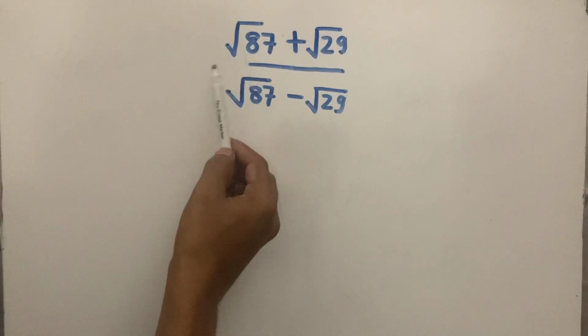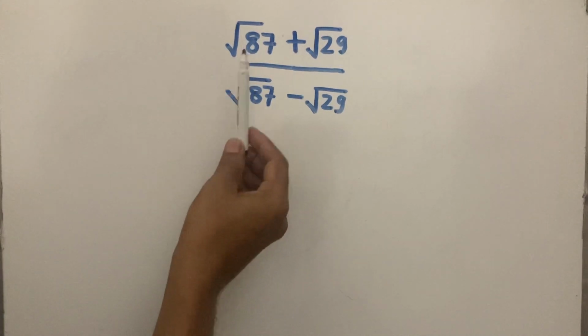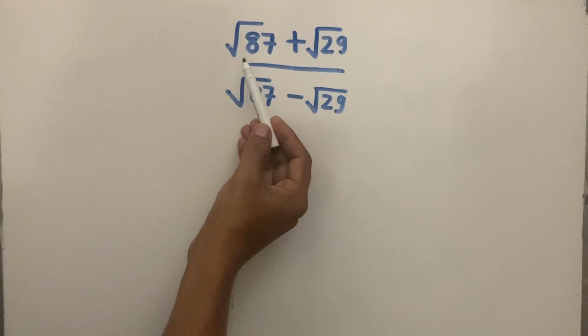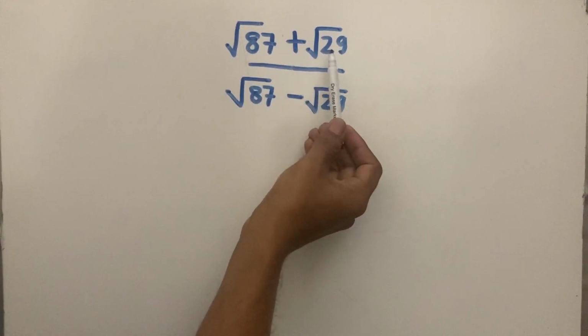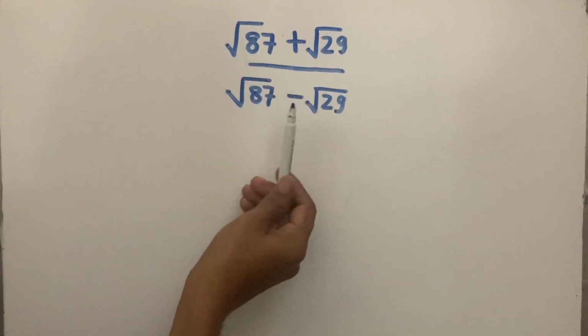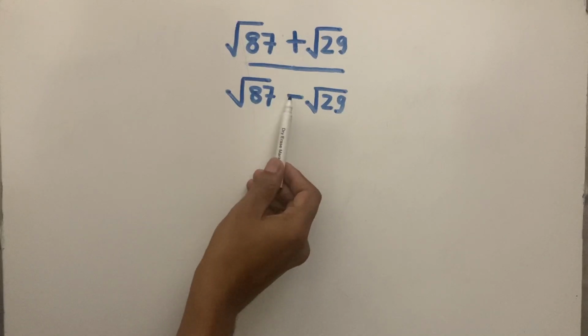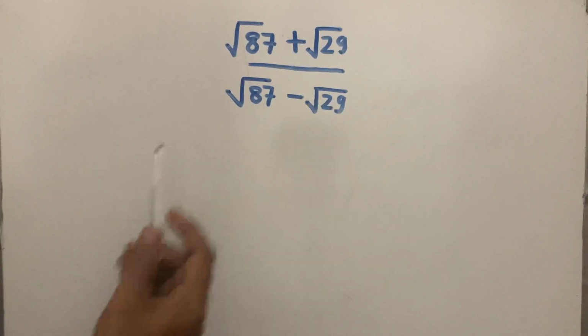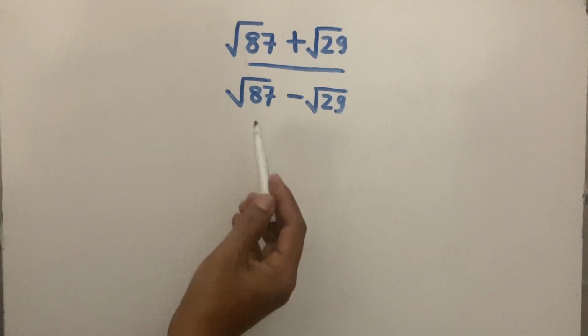Hello everyone, today we are going to find out what is the value of (√87 + √29) / (√87 − √29). Let's see how to solve this.